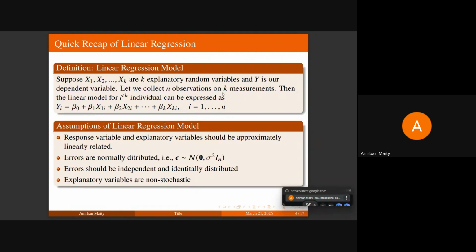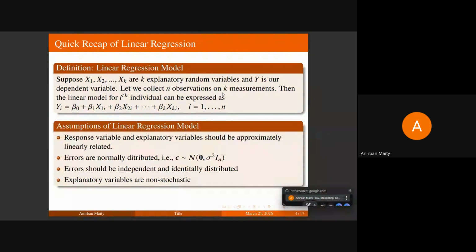The concept of the generalized linear model was given by McCullagh and Nelder, professors at Stanford University. They provided the technique to model when your response variable is not normally distributed. Suppose apart from the normal distribution, your response variable follows, for example, a Weibull distribution, log-normal distribution, or gamma distribution.